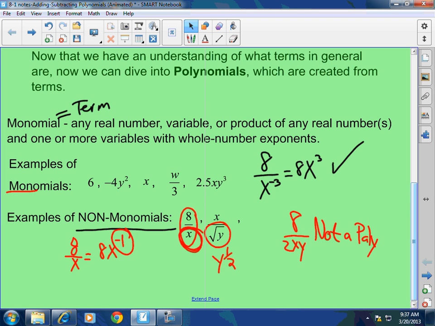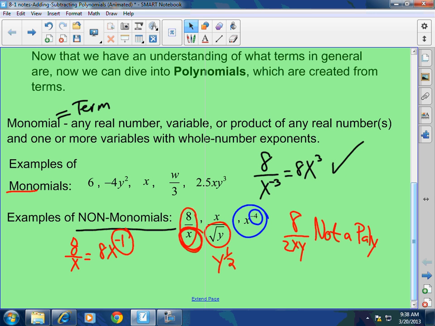Okay, so far we have, if you have a variable in the denominator with a positive exponent, it's not a polynomial. If you have a variable inside of a radical, whether it's in the numerator or denominator, it does not matter. If you have a variable inside of any radical, it is not a polynomial. And last but not least, x to the negative 4. Is that a polynomial? No. Why? Because you have a negative exponent.